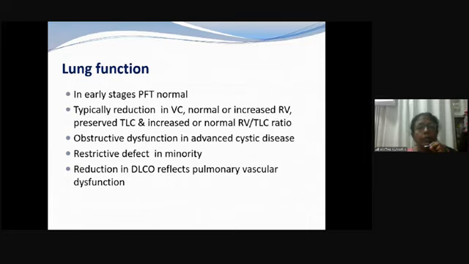Now, lung function, in early stages it may be normal, and later there is typically a reduction in the forced vital capacity, and there can be evidence of air trapping with increased or normal RV by TLC ratio. And in advanced disease, obstructive dysfunction is seen. DLCO reduction usually reflects a pulmonary vascular dysfunction. That is, there can be a disproportionate decrease in DLCO if the pulmonary vasculature is primarily involved.